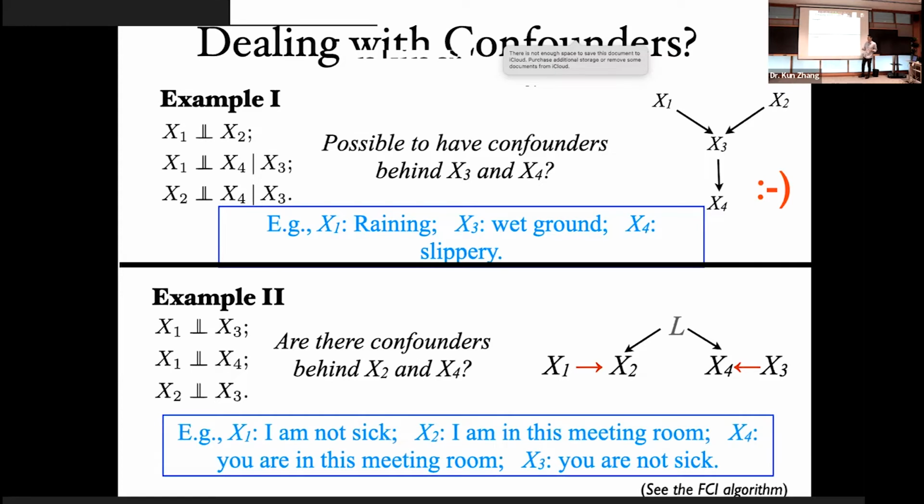And you can also see a lot of applications of this idea. For instance, let X1 be whether I'm sick. X2 be whether I'm in this lecture room. X4 be whether you are here, and X3 be whether you are sick, right? So you can easily verify the conditional independence relations, and then say that although X2 and X4 are dependent, there is no direct causal relationship between X2 and X4. Instead, they have a common cause. So we can really make use of the idea to infer information about the underlying process by analyzing the statistical properties of the data.